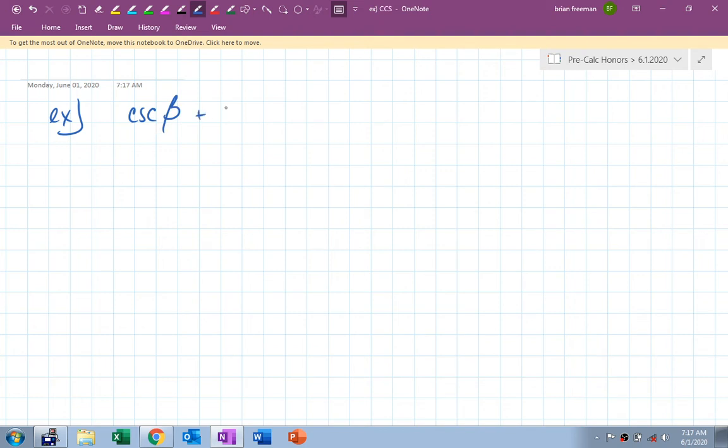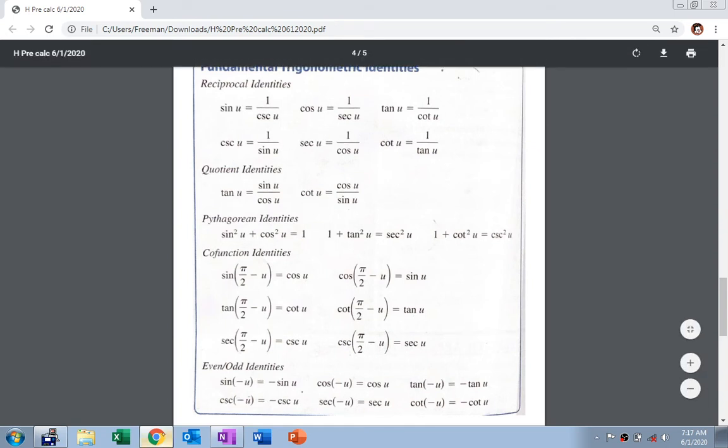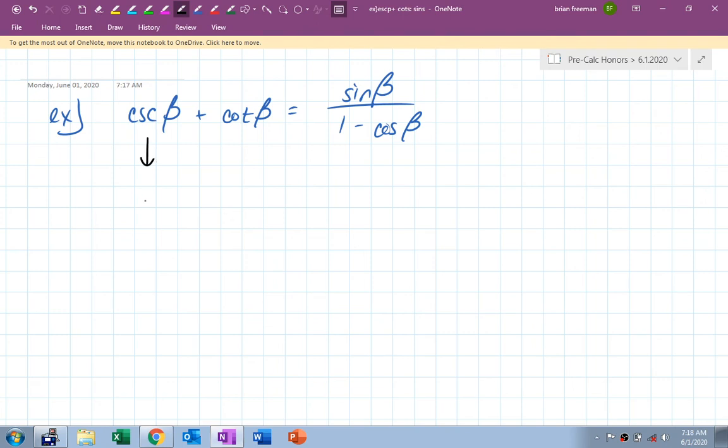Cosecant of beta plus cotangent of beta is going to equal sine of beta over 1 minus cosine beta. Ew, this is gross. Alright. Cosecant, there's not much to do with cosecant. Again, we don't have any negative u's or this pi over 2 stuff. So cosecant's really one option, 1 over sine. So I'm going to switch that to 1 over sine beta.